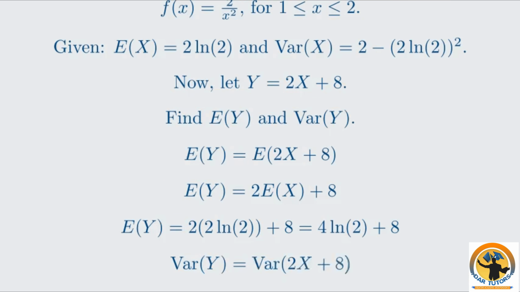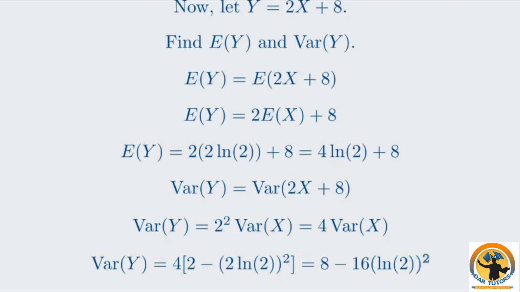For variance, Var(Y) equals Var(2X plus 8). This simplifies to 2 squared times Var(X), which is 4 times Var(X). We plug in the expression for Var(X) to get our final result. The variance is affected by the square of the multiplication constant, a.